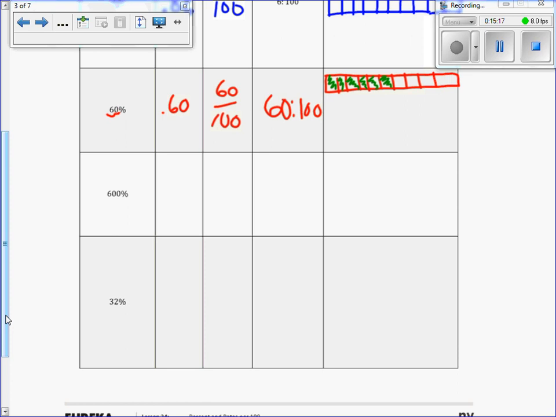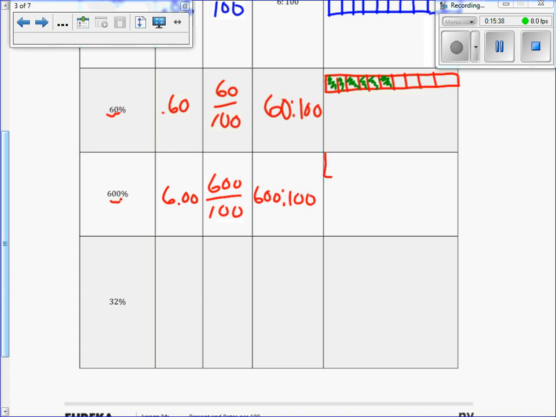Okay, 600%. Again, remember, there's our decimal. Move it 2 places. Now that's 6.00. So a whole number greater than 1 means we're more than 100%. That's the first time we've seen that. That'd be 600 over 100, which would be 600 to 100.